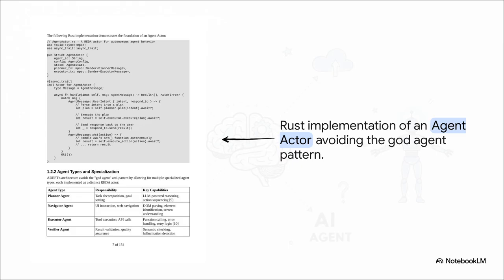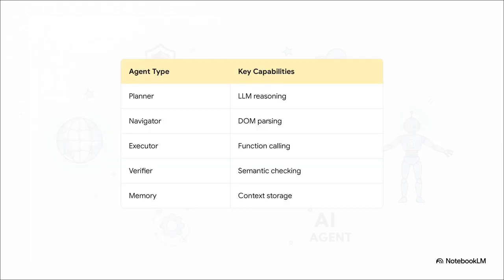Instead, the system treats agents as totally isolated, specialized actors, meaning if one task fails, it absolutely won't bring down your entire workflow. Think of this exactly like a factory assembly line. You've got these highly specialized workers communicating flawlessly to tackle complex problems concurrently.